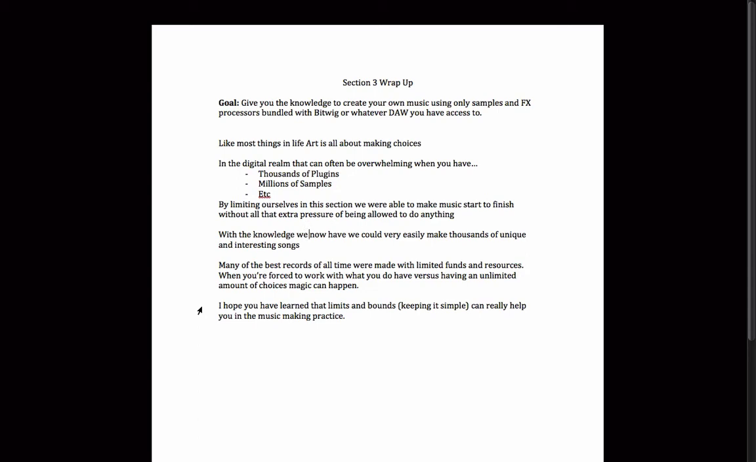Also remember that many of the best records, or those that are written down in the history book, were made with very limited funds and or resources. So before this digital age and all of these plugins and all of these options, sometimes people would go and work in a studio and maybe they had a couple different amps they could choose from. They had a couple different mics. They had one preamp, one console, and it was like, boom, we have to make a record with what we have.